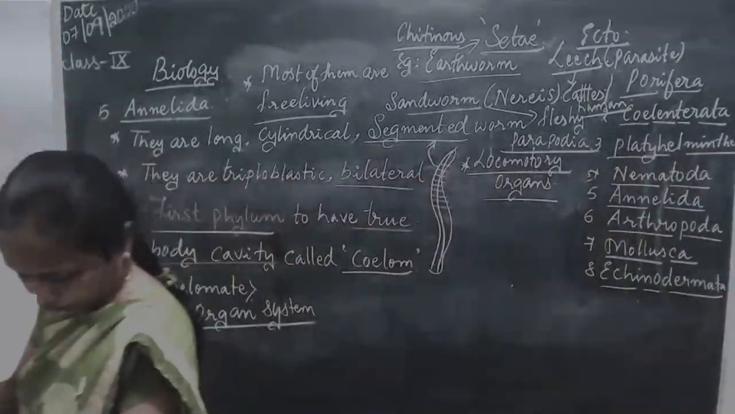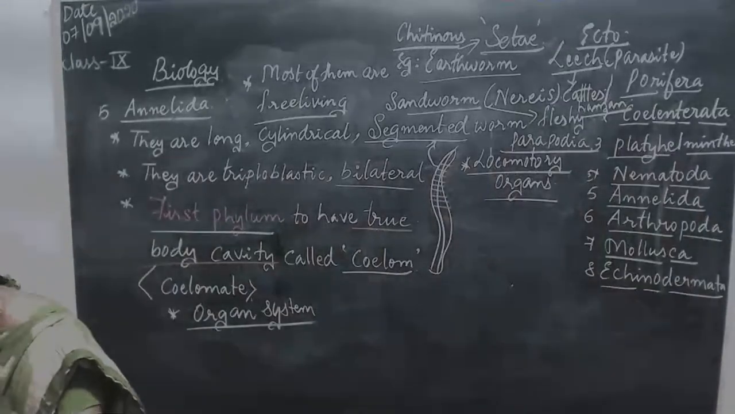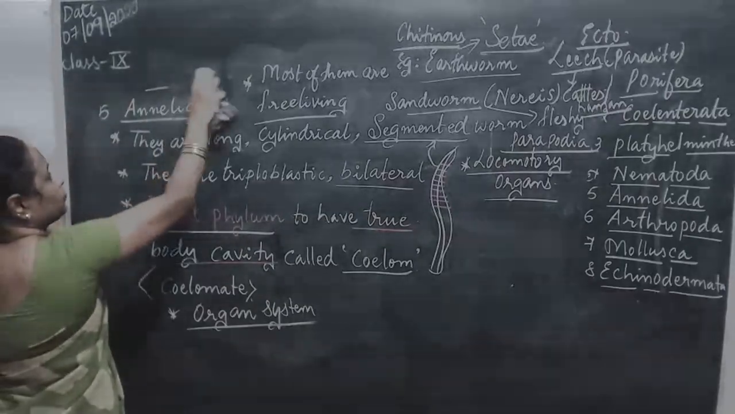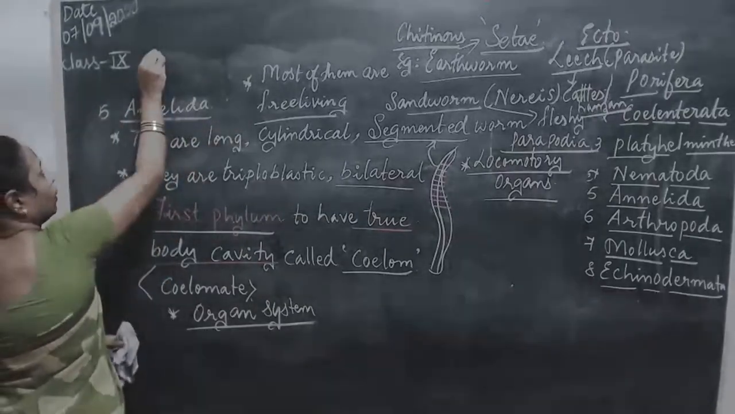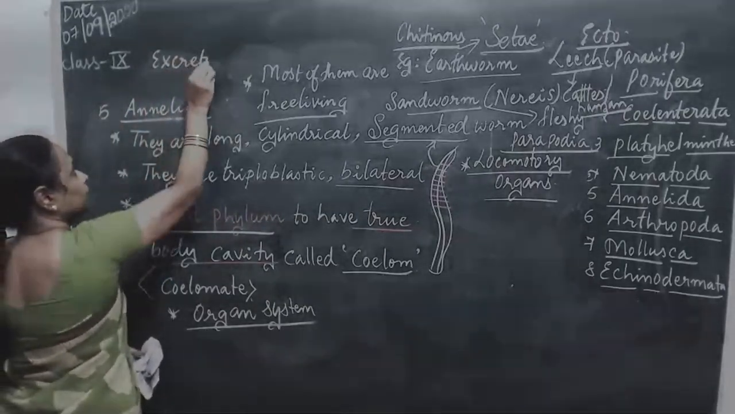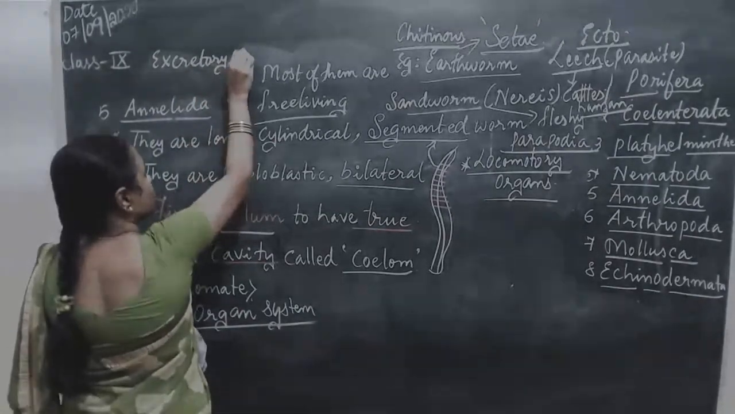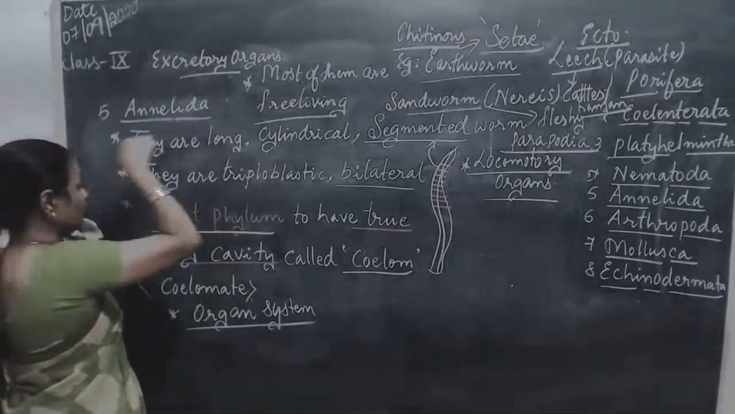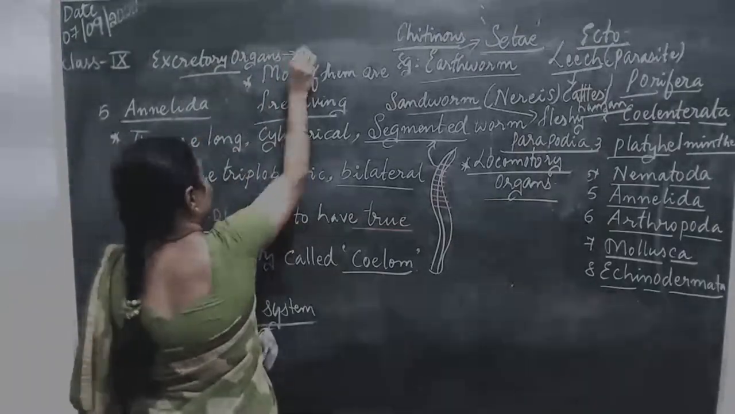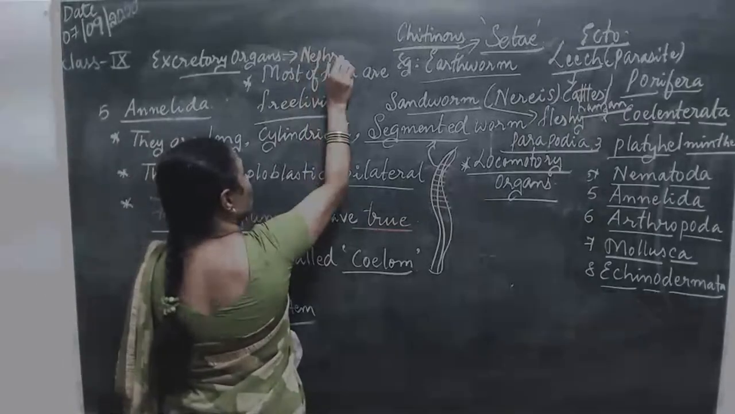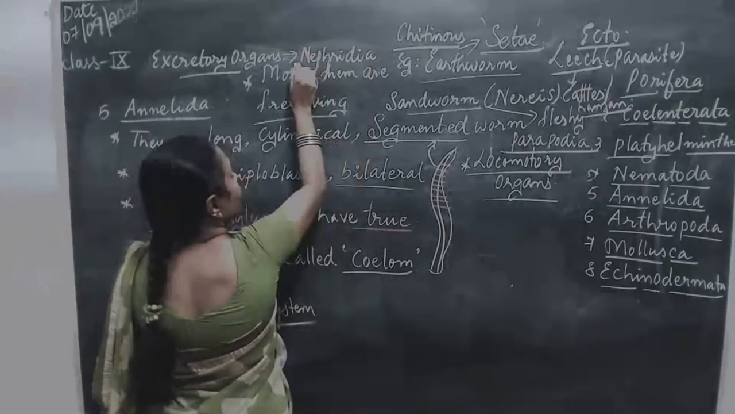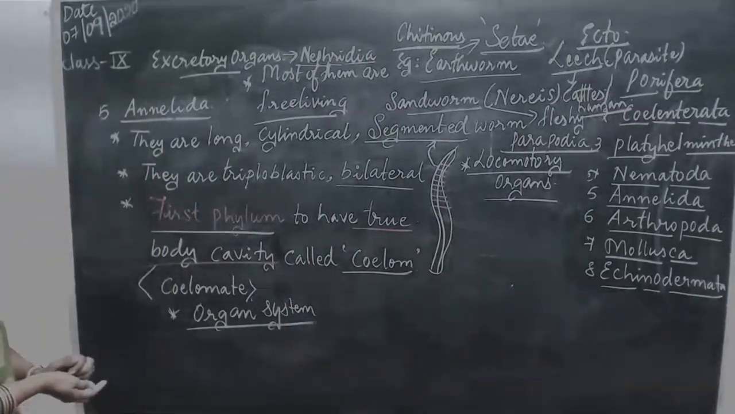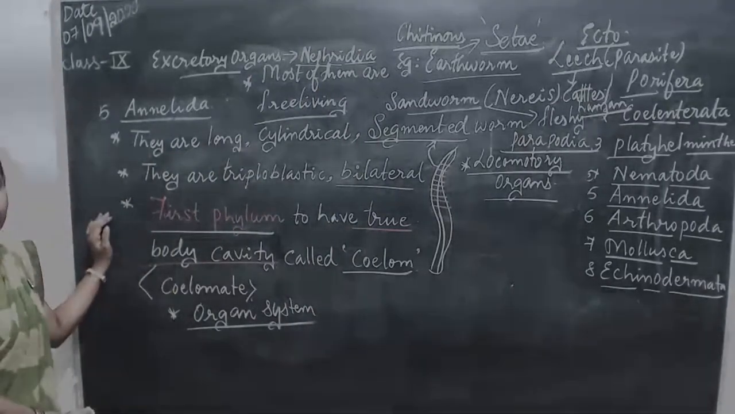Then one more thing: excretory organs. This is the first time I am using the word excretory organs. In case of the earthworm, the excretory organs are termed nephridia. So, excretory organs, for the first time I am using them.